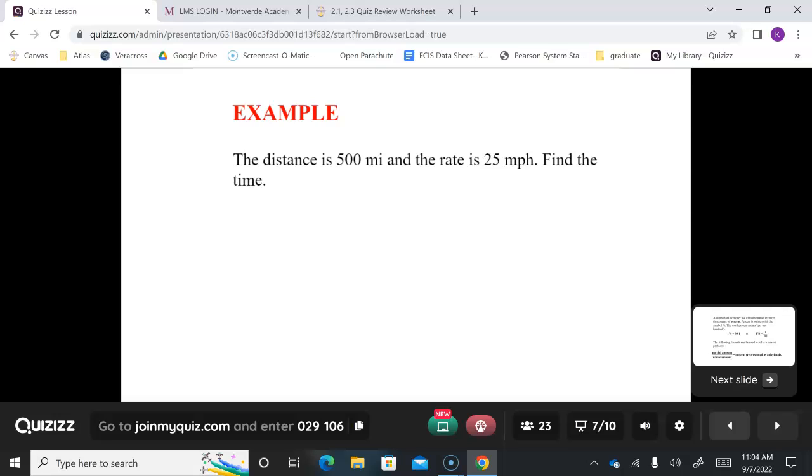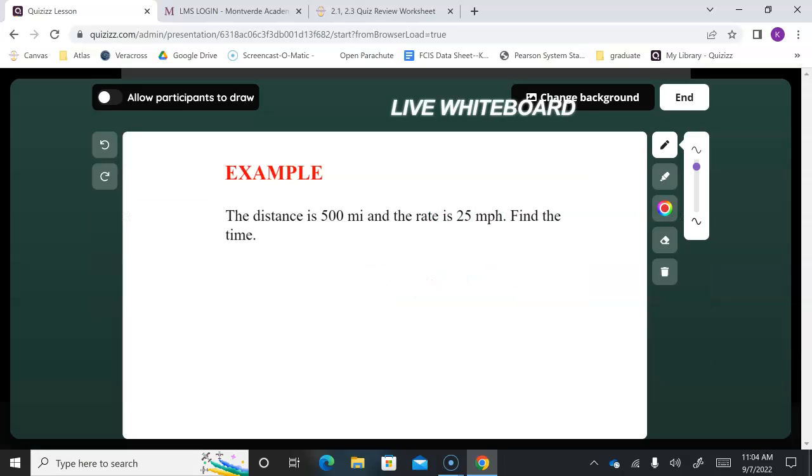Since I'm talking about distance, I'm going to use the distance formula, which is distance equals rate multiplied by time. Okay, DRT. So we have a distance of 500 miles and a rate of 25 miles per hour. Find the time. So what am I solving for? Time. So let's isolate time first before I solve. How do I get T by itself? Divide by R.